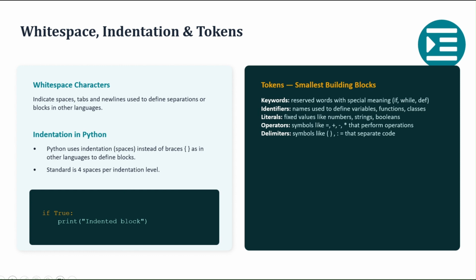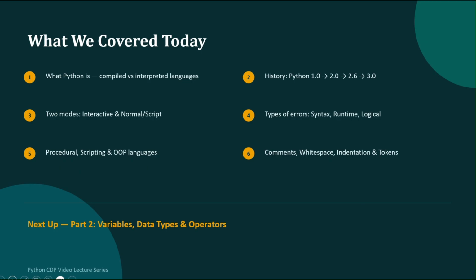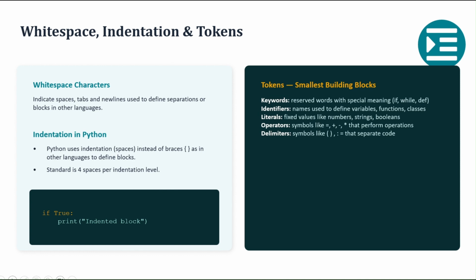Last topic, tokens. These are the smallest building blocks of any Python program. Keywords, reserved words Python uses for itself, like if, else, while, def, return. You can't use these as variable names. Identifiers, names you give to variables, functions, classes, like my_variable or calculate_total. Literals, fixed values in your code, numbers, strings, True or False. Operators, symbols that perform operations, plus, minus, equals, greater than, all that. Delimiters, symbols that structure your code, brackets, commas, colons.